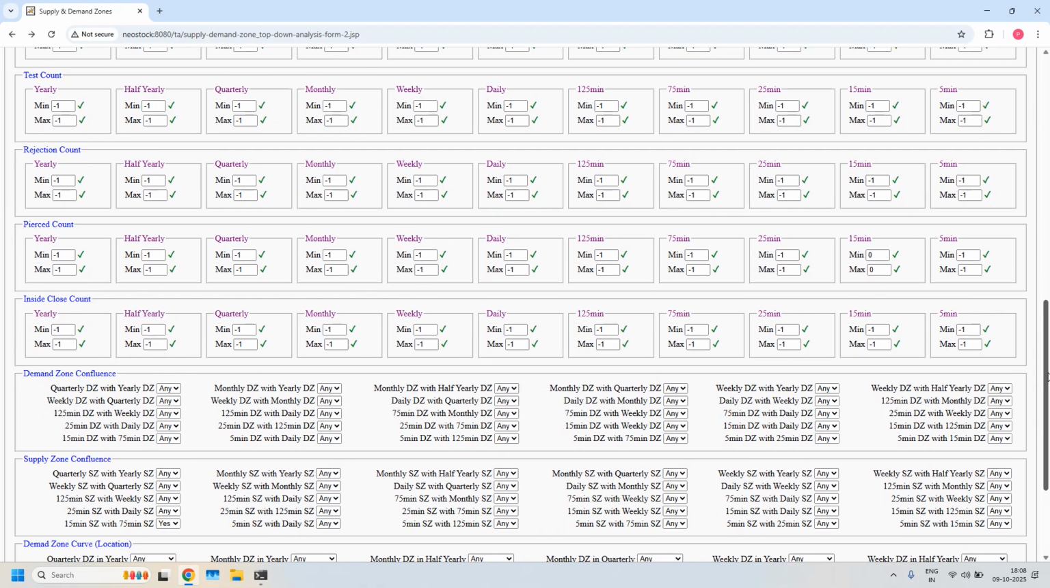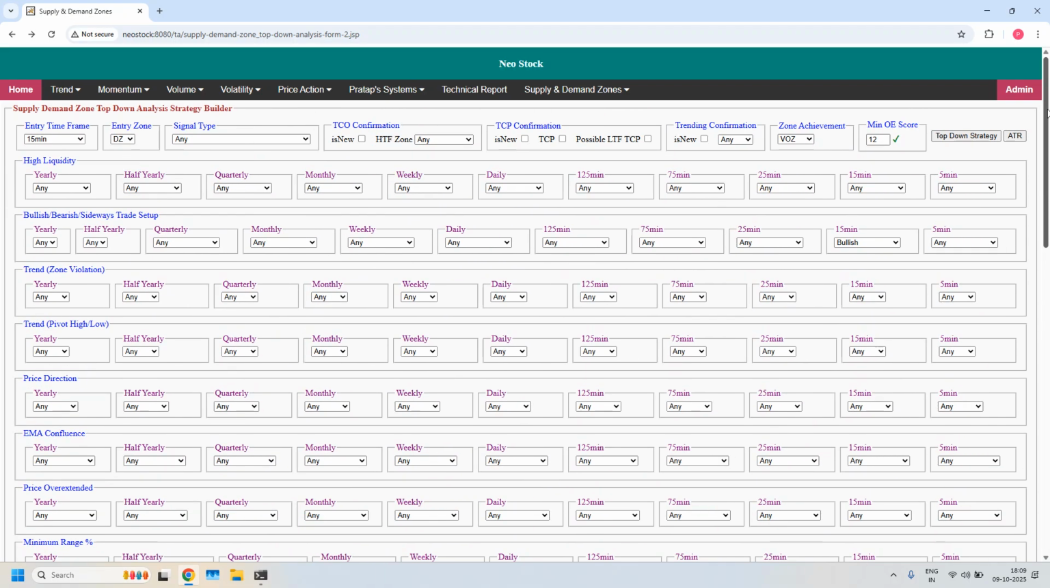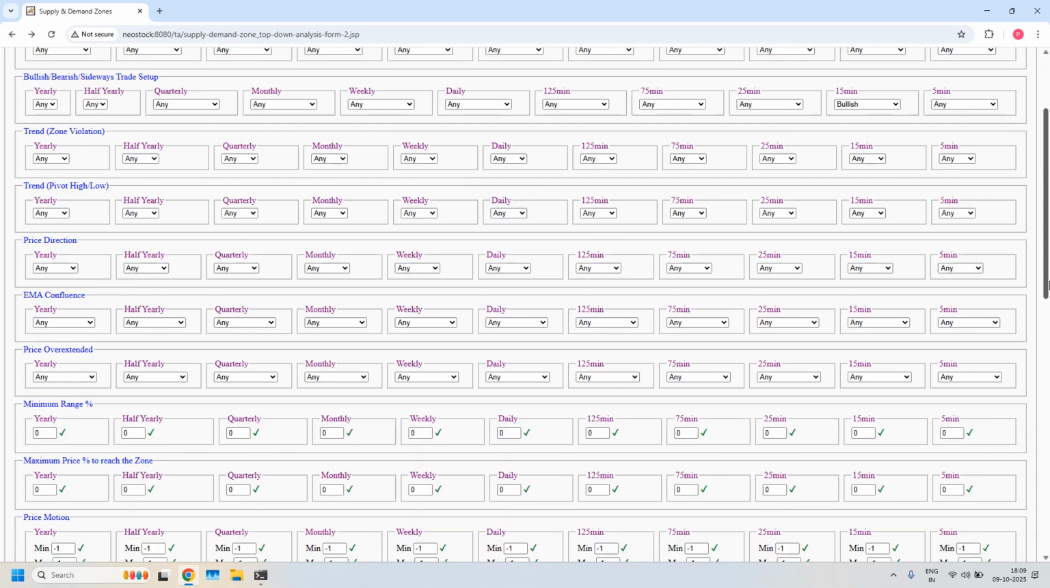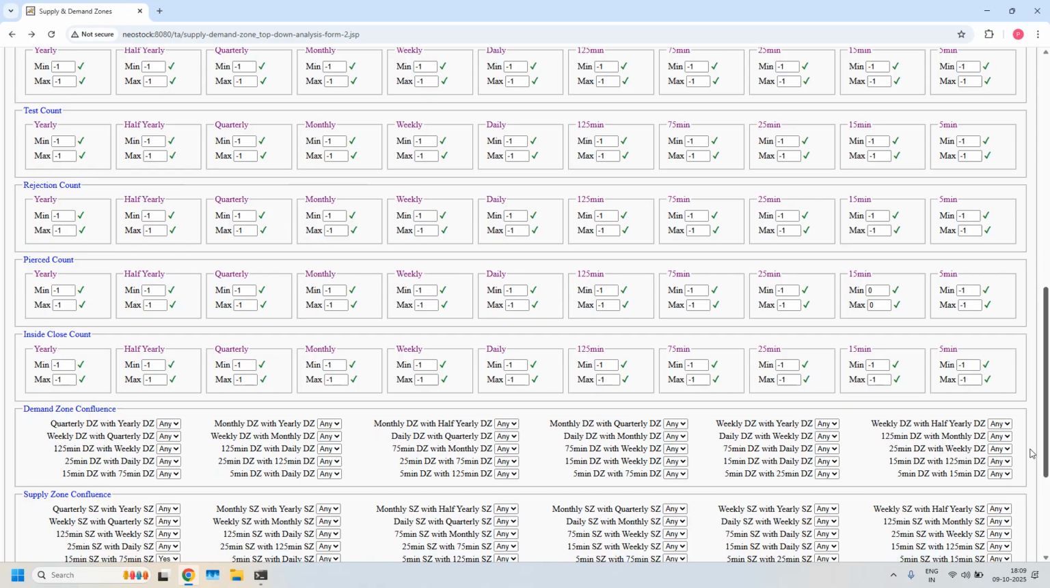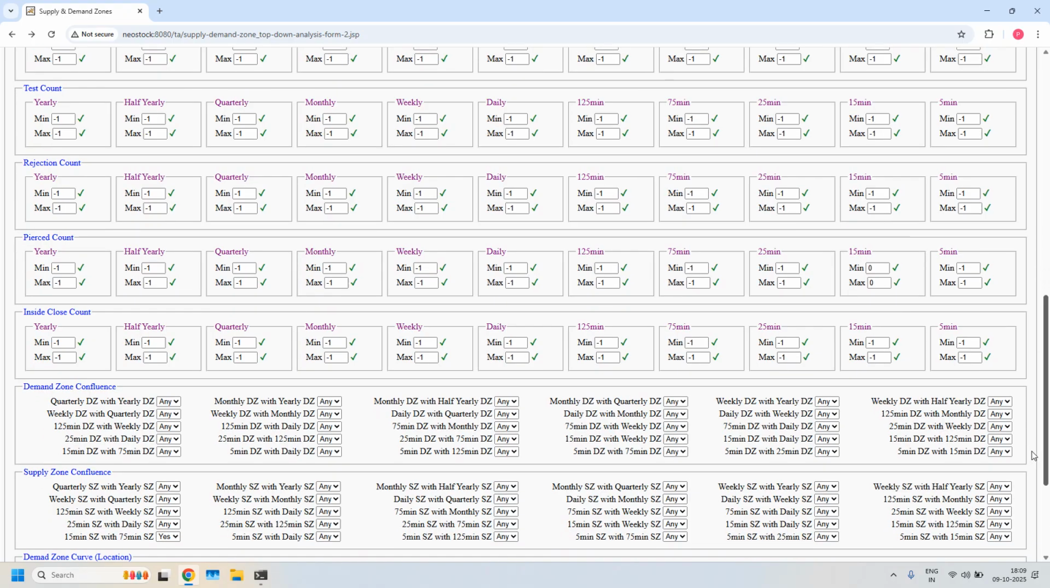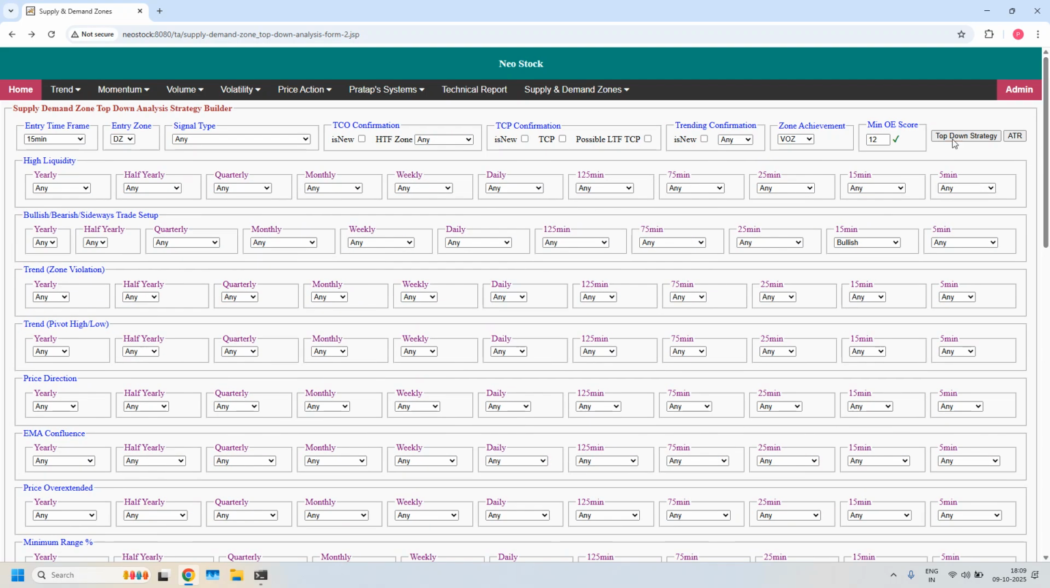Some mistake I made earlier. Yes, this is demand zone. So please ignore the previous report. So previously I set supply zone confluence. That is the mistake. I am removing this filter, enabling 15 minutes. I am again generating LTF and ITF demand zone confluence.